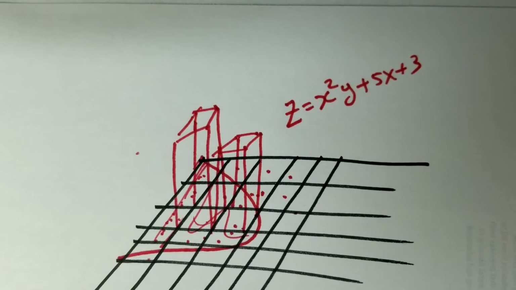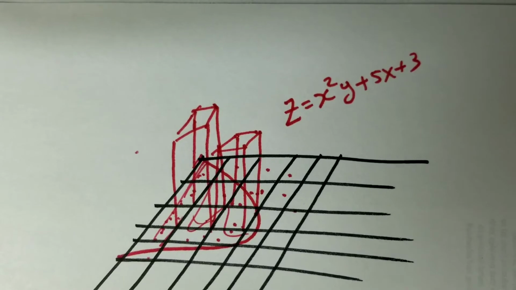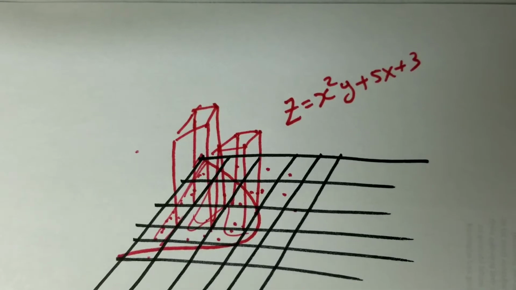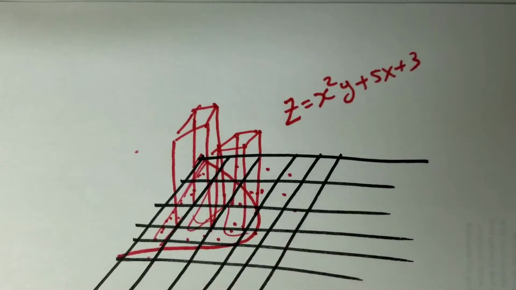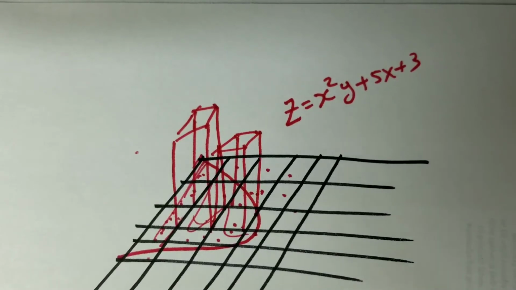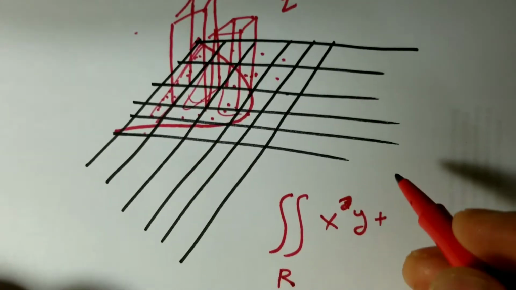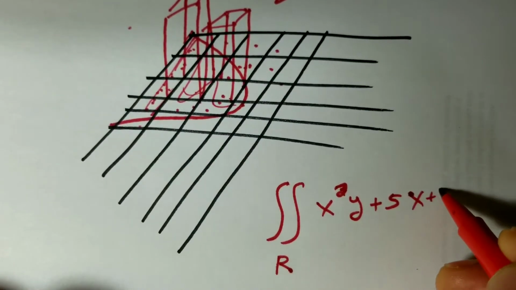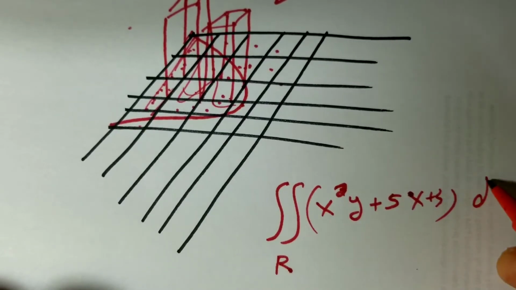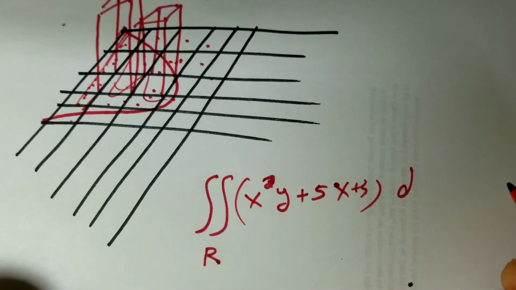And somebody said, how do you find the volume of that one? You can use double integrals. And you only consider the region and put your z as a height here, and have either dy dx or dx dy.